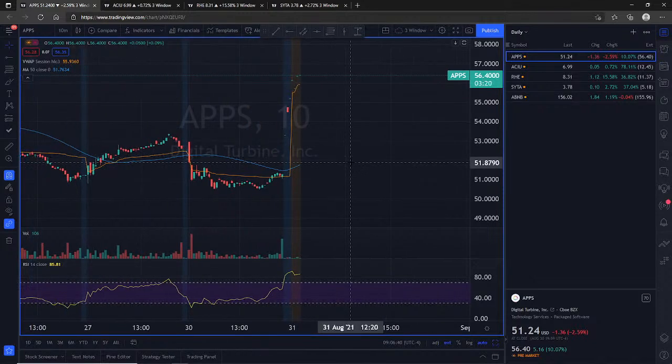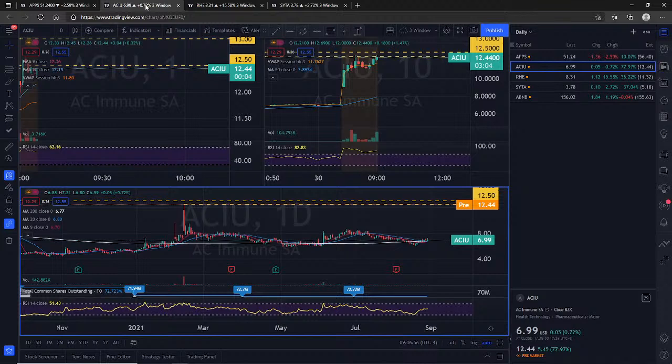And the ones that I'm most willing to take are the Fibonacci support levels for a sell-off or the move past the open. All right. So then next up here we have ACIU. Now, ACIU announced first positive results for an Alzheimer's drug treatment.